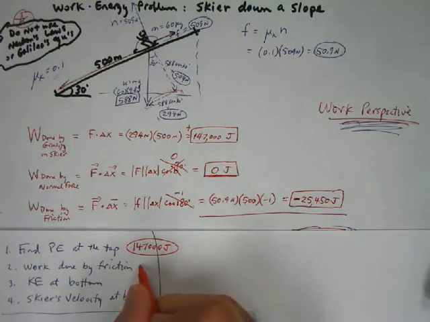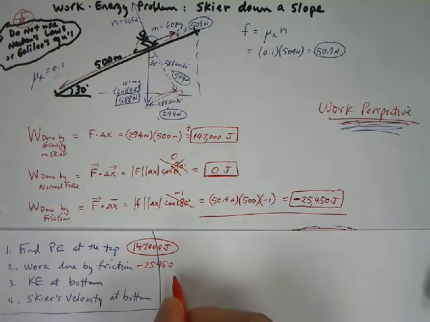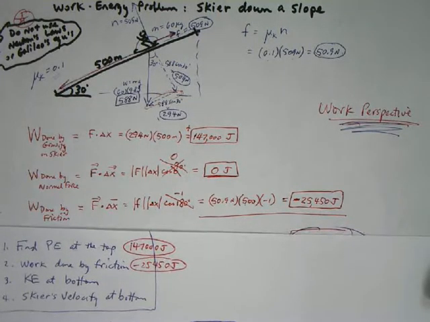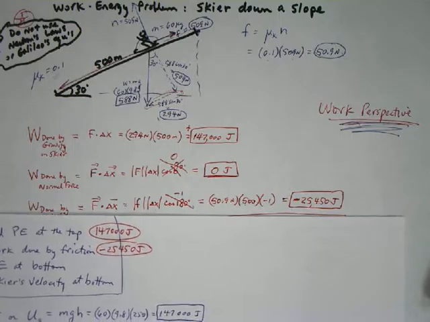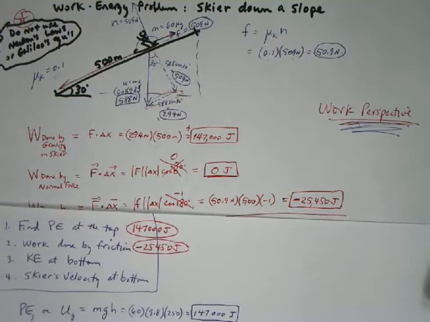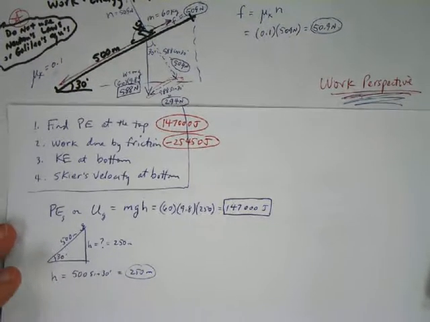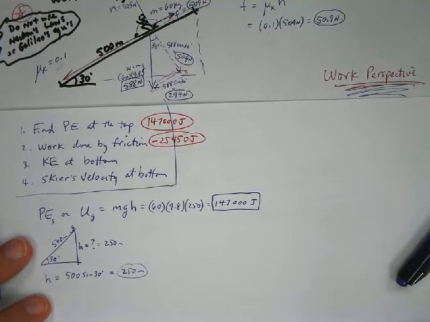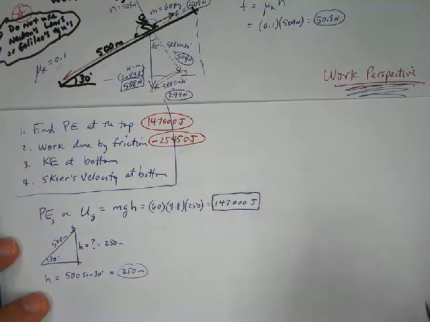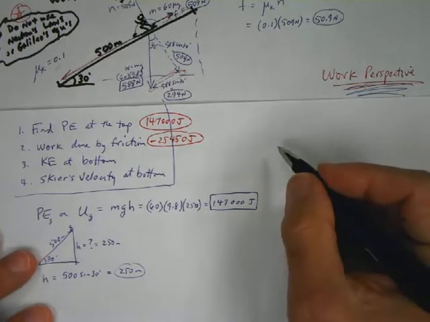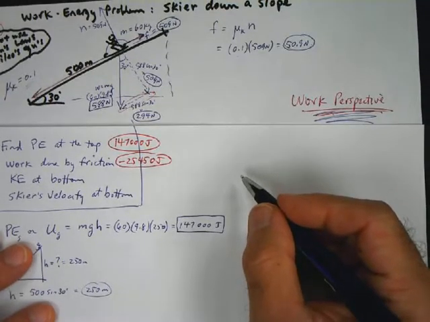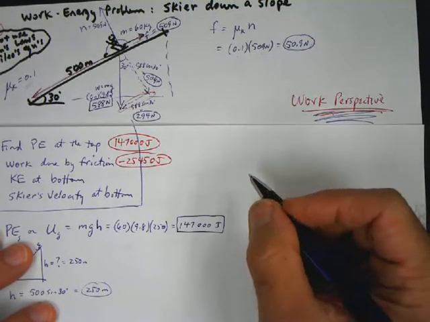Okay, now let's look at the kinetic energy at the bottom. How can we get that? Well, a couple ways. Okay, I'll just move over here a little bit. We can use what's called the law of conservation of energy. This is one way.